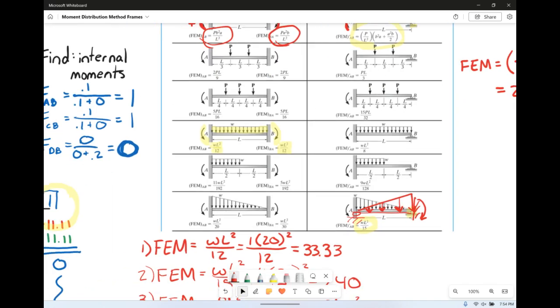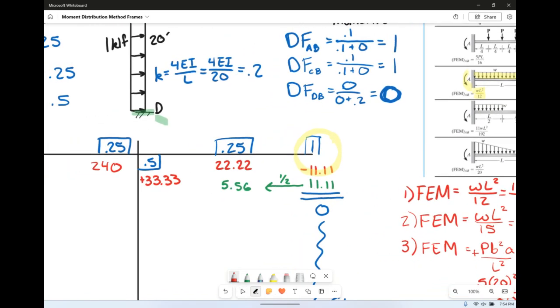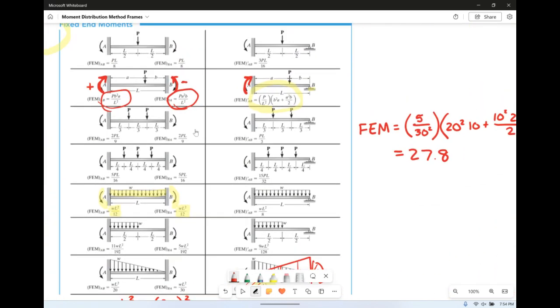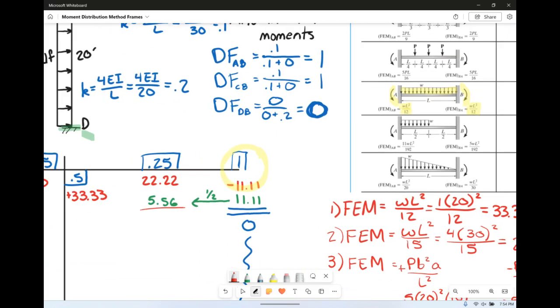Let's go take a look. 27.8. Wow. It is the same number. It was actually 27.78, technically. I rounded again. I shouldn't have rounded early, right? We were going out to 4 decimals, so my bad. It was 27.78, which is the exact same number.